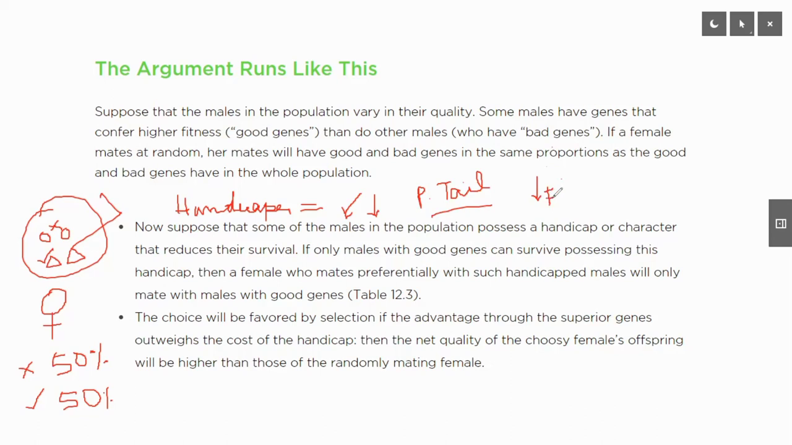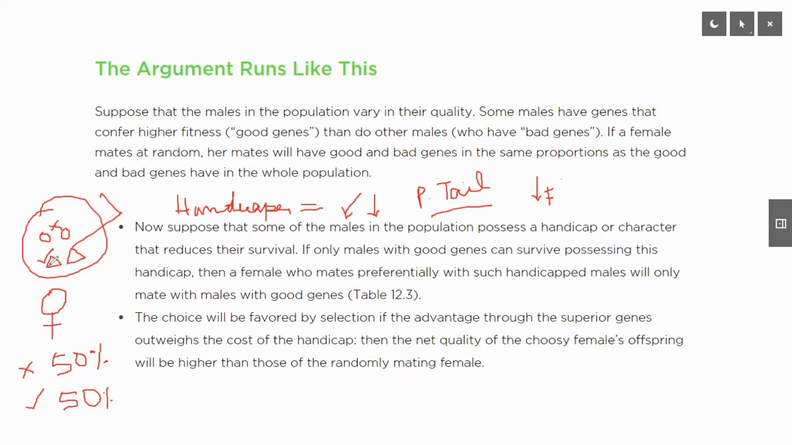It decreases the fitness. So such characters are called handicaps, or deleterious or costly characters. If these two possess such a handicap, and having this handicap they still survive and reproduce, this means that if they have such a character which decreases their fitness, despite this they live and are inside the population.